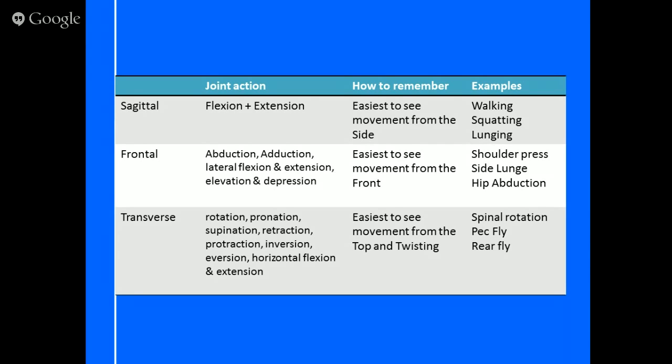Now, a little task for you here is to go through the motions that I've got written here on the right. So pause the video. You're going to go through walking, squatting and lunging and relating that and really thinking about what joints are extending and flexing. Don't think about the muscles, think about the joints. What ones are extending, what ones are flexing, and how that is in a sagittal plane. Then look into shoulder press, side lunge and abduction, hip abduction, and see how that's frontal. And then play with spinal rotation, pec fly and rear fly, and really see how that is transverse.